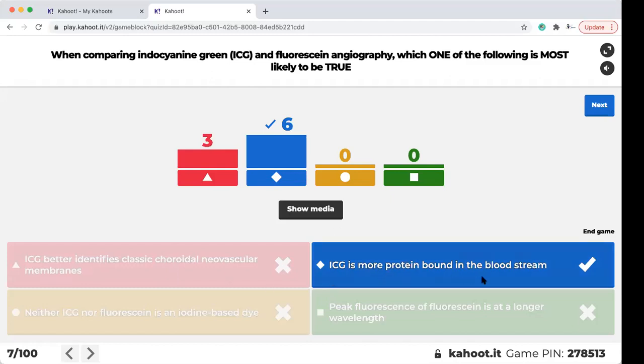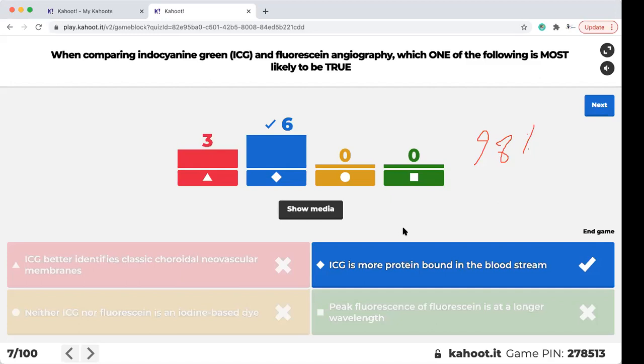ICG is more protein bound in the bloodstream. This is the correct answer, as about 98% of ICG molecules are bound to albumin, a large protein in the blood, which makes the blood vessels of the choroidal circulation retain the ICG molecule. This is what makes ICG good for choroidal lesions.